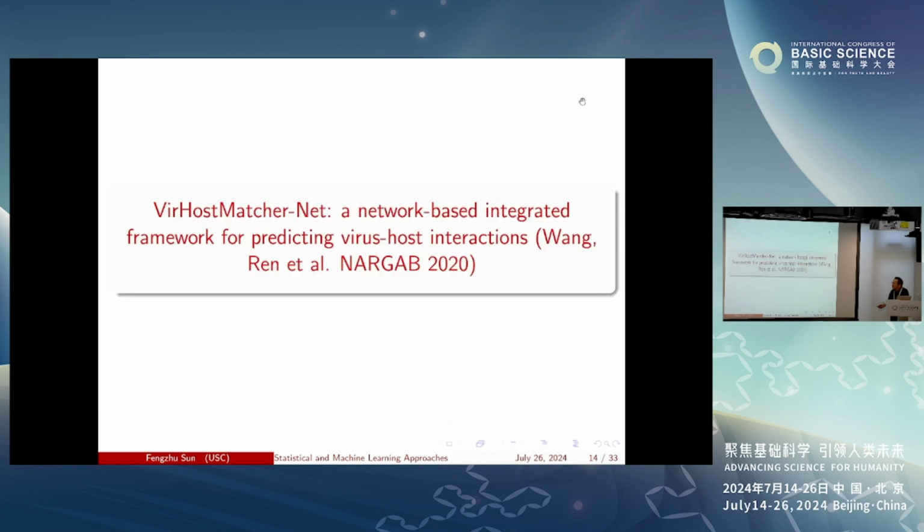Okay, once we identify those viral sequences, the next question is how do we identify their host? This is an important problem in terms of understanding the dynamics of the microbiome. Another important thing is the so-called phage therapy.